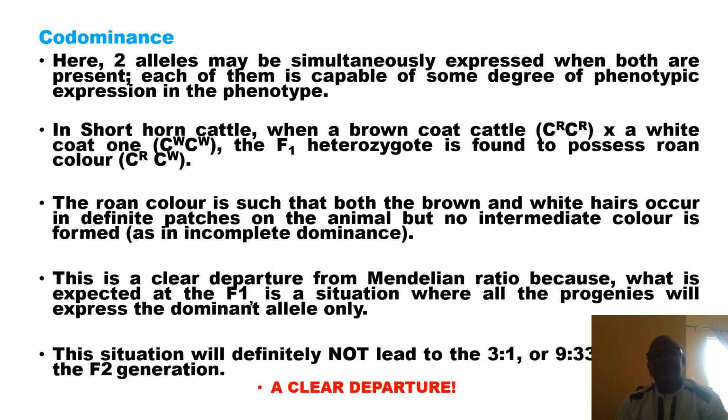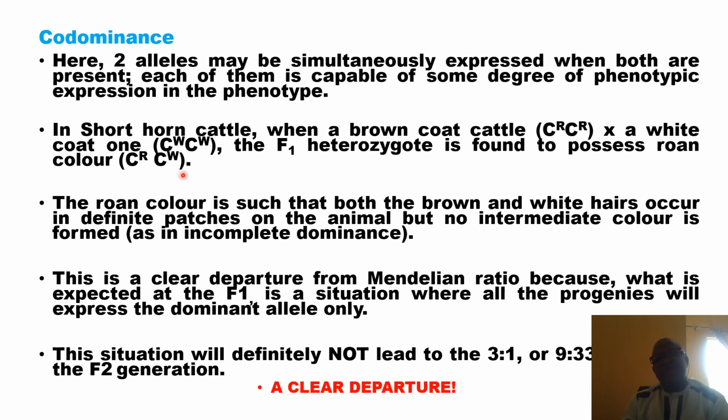Codominance. In codominance, 2 alleles may be simultaneously expressed when both are present. The major difference between codominance and incomplete dominance is that in incomplete dominance, the dominant allele is not able to completely dominate the recessive allele. In codominance, each of the alleles is capable of some degree of phenotypic expression in the phenotype.